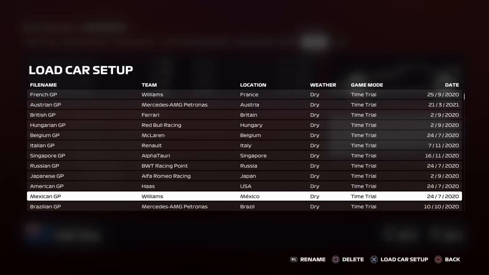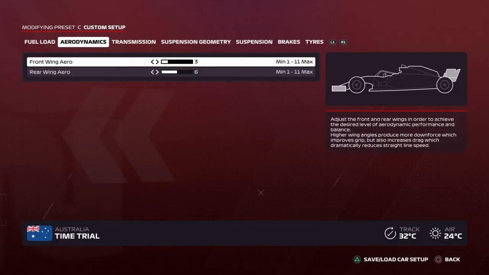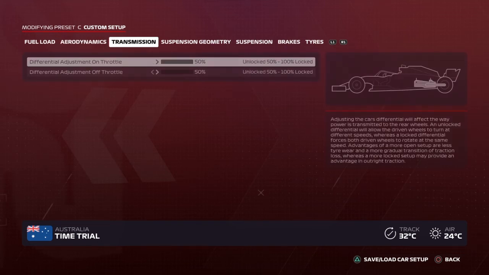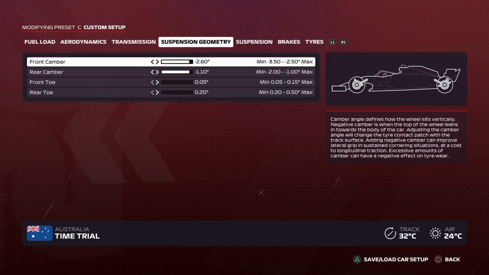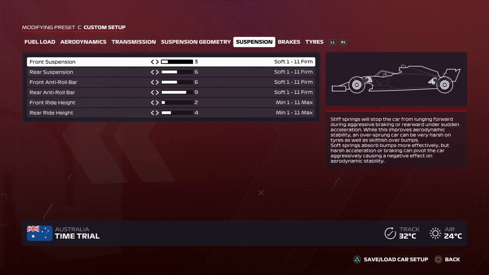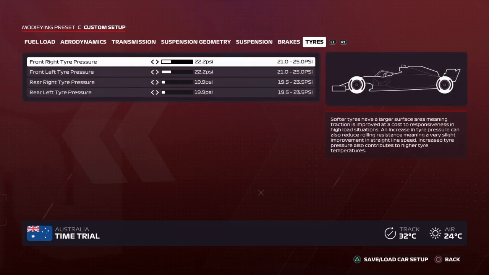Moving on to Mexico now, almost done, and we've got 3.6 on the wing, 50-50 on the transmission, 2.6, 1.1 and then all the way to the left for suspension geometry, 3.6, 6.9, 2.4 on the suspension, 22.2, 22.2, 19.9, 19.9 on the tyres.